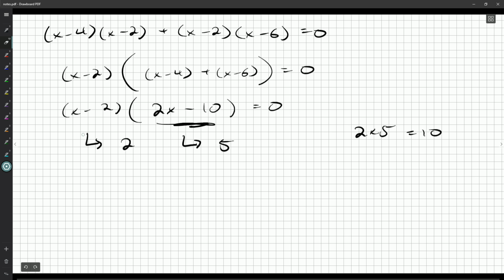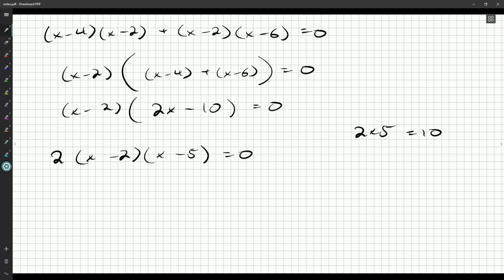Or alternatively, if you need to go a little bit extra, you could say, all right, I'll factor out a 2 there. But we still get roots 2 and 5. So this is, let's explore the equation that we've got, see what we can do.